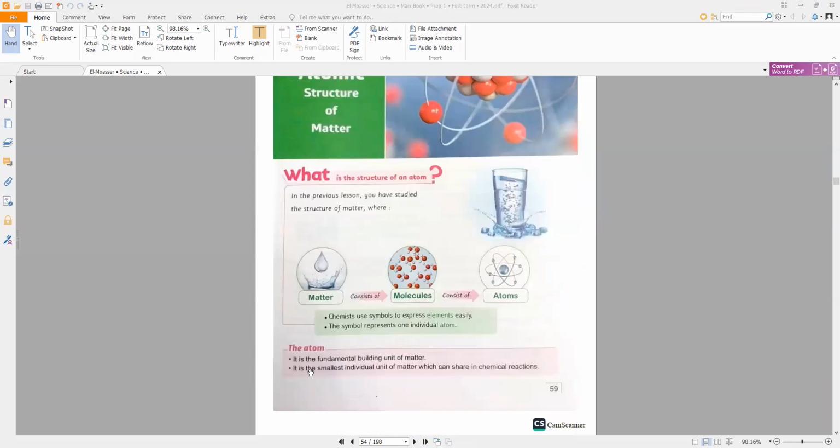So what is the meaning of the atom? The atom is the fundamental building unit of matter, or it is the smallest individual unit of matter which can share in chemical reactions.